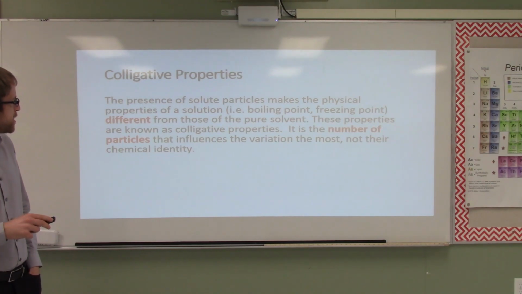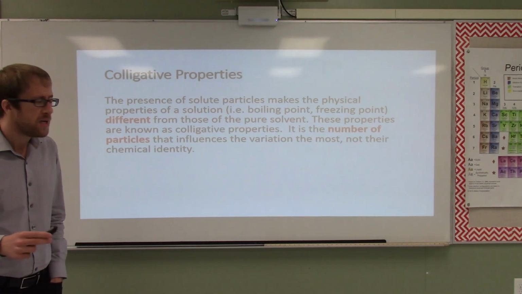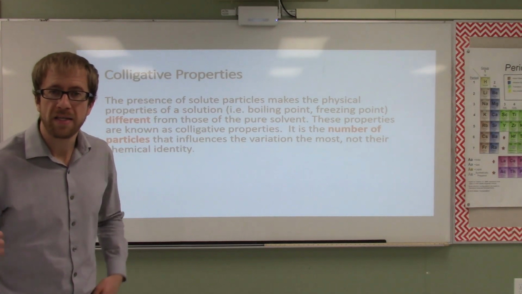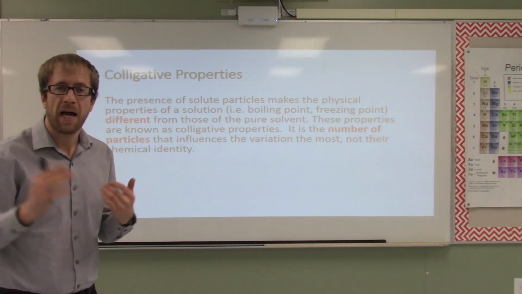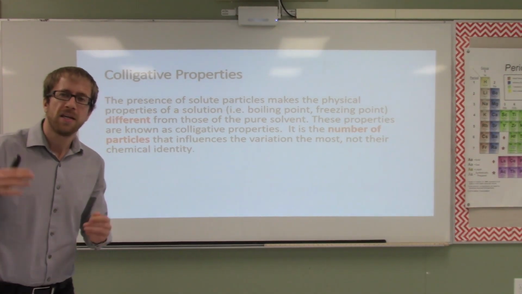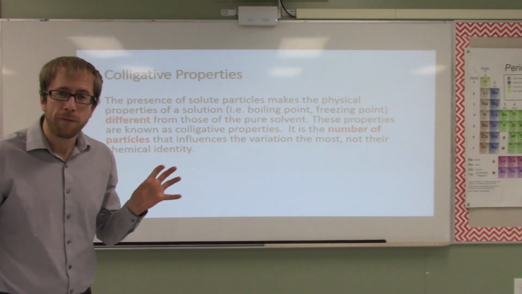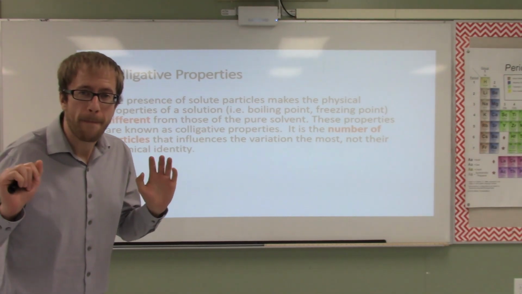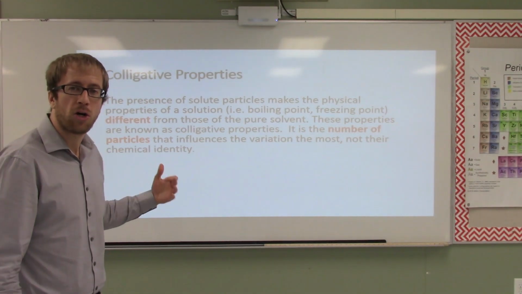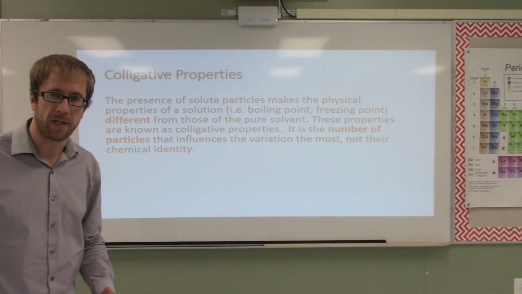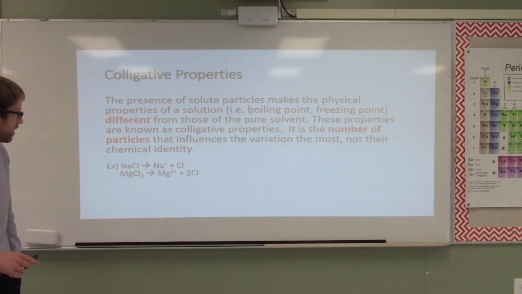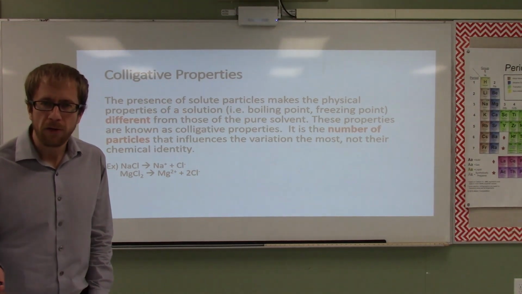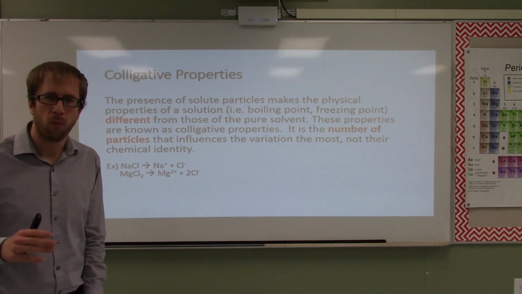Now, these properties are known as colligative properties, and the reason is because the number of particles influences the variation. It's the number of particles that determines how large this effect is, not the chemical properties of those things you're adding. The chemical properties are kind of still important, but it's the amount that really determines the impact on your physical properties. For example, if we look at sodium chloride and magnesium chloride, which of these would have a greater impact on the physical properties of water?